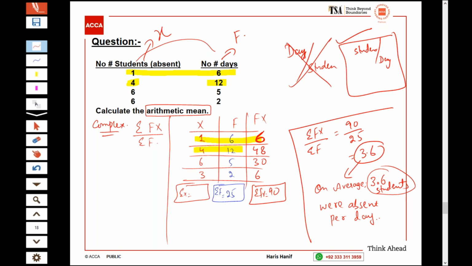Why? Because it is a frequency distribution. This is a group data. This is not a single data. This is a group data, because many of the students and many of the days, you are not calculating on a specific day. You are calculating for the whole days, and see that there are 25 days. You are making a data for 25 days. 25 days are being grouped into different categories based on the students absent. So that is a frequency distribution.